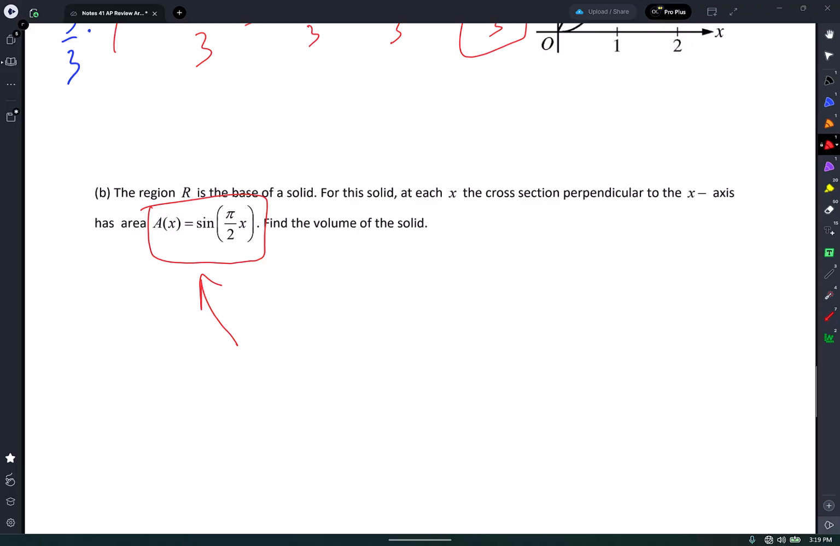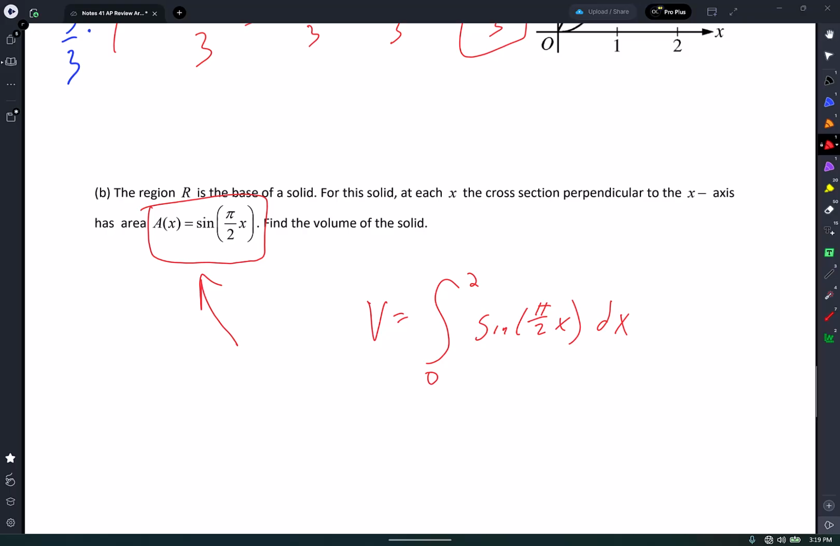So you have to do no work. You don't have to do any real thinking. You're like, oh, volume equals? No, we're not squaring anything. This is my cross-section. Yes. Integral from what to what? 0 to 2 of this.